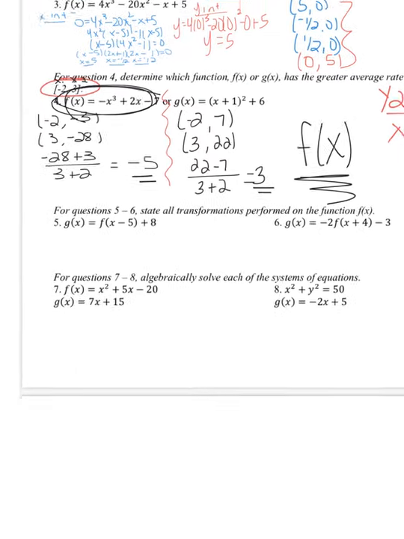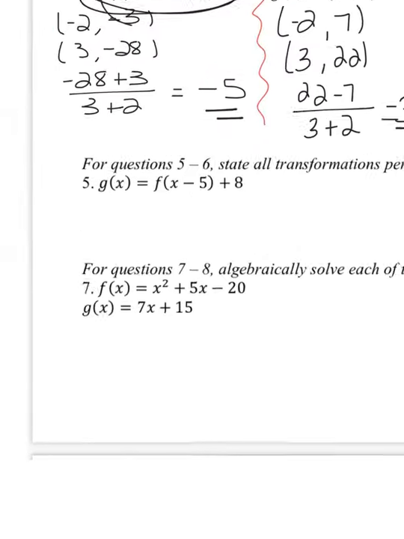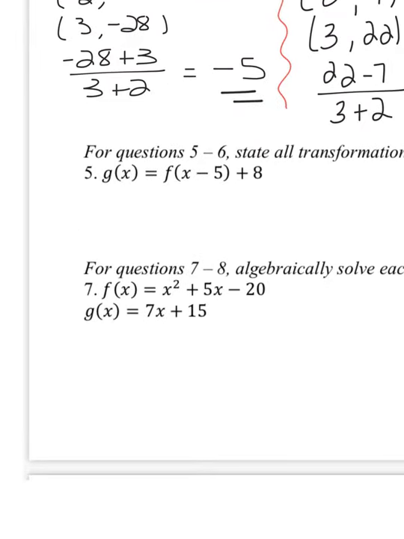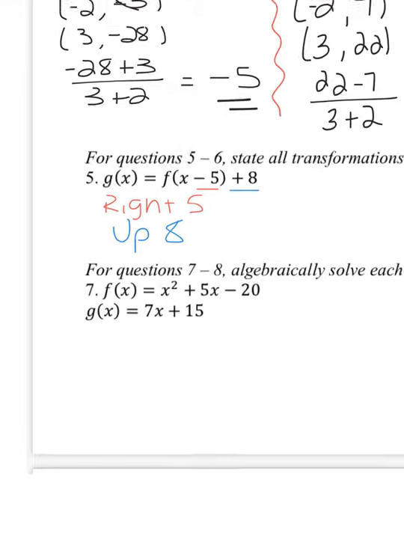Okay? Numbers 5 and 6, just want you to state the transformation. So this was all of those rules that we did in class one day. So for number 5, this -5 in here tells you that you are going to the right 5. And then the +8 on the outside tells me that I am going up 8. And that's it. There's only 2 things happening for number 5.